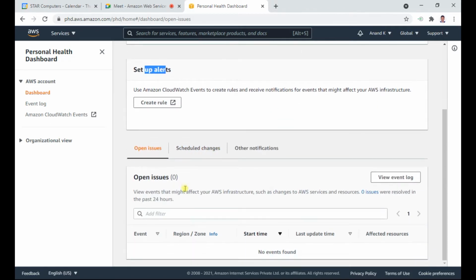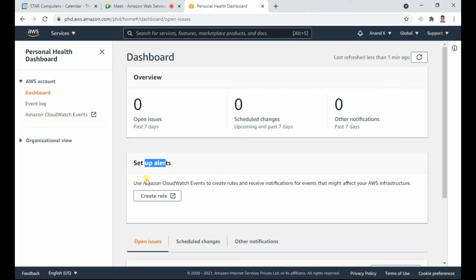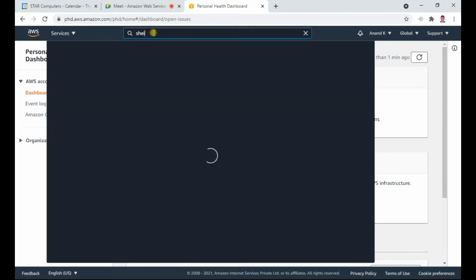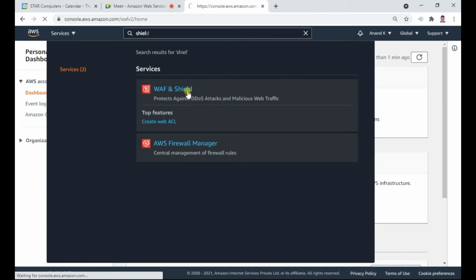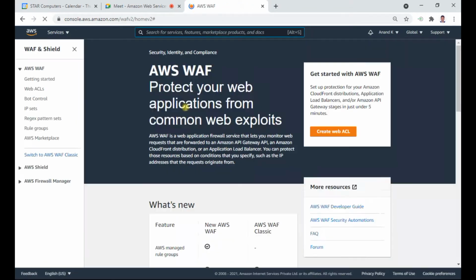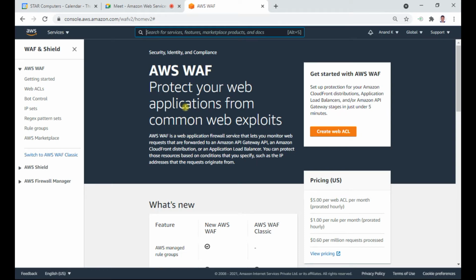So all these open issues which will be there, where you need to take action, or if there are any changes, you can take them up. The event log can also be gone through like this. So this is about the dashboard, the Personal Health Dashboard. Okay, and if you say Shield also, WAF and Shield. I think WAF is nothing but Web Application Firewall. Okay, so again this is basically protection from DDoS.